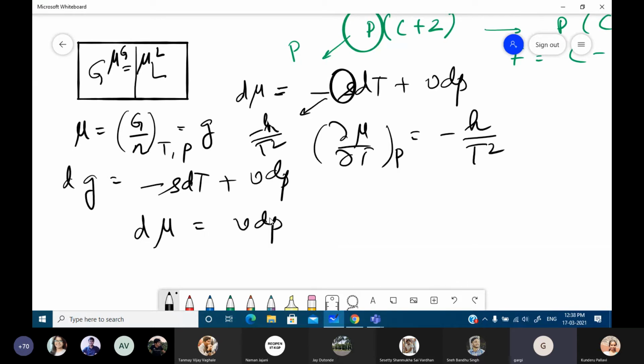Now, whenever we are finding out d mu, this is equal to VdP. This is the equation that we have. Now, if we want to find out mu at some particular state, say we consider just the gas phase, and the temperature here you can take it as, say, T, P. So therefore, you want to find out mu at T, P.